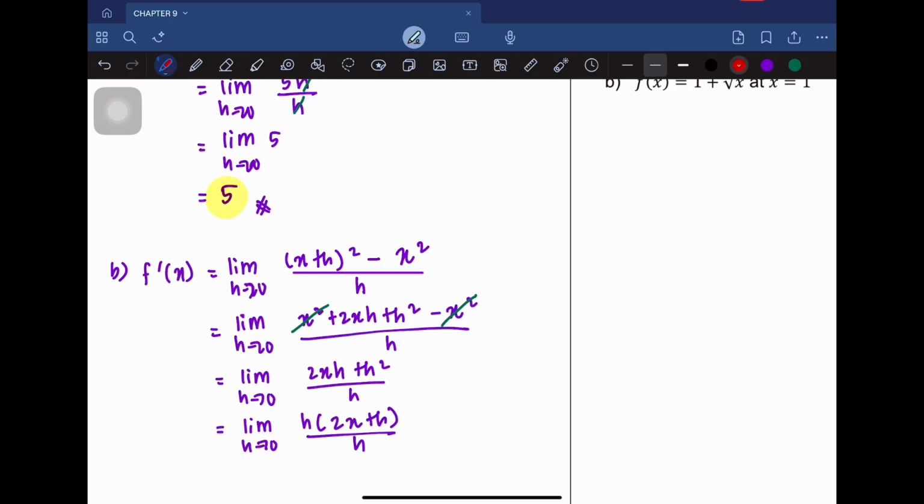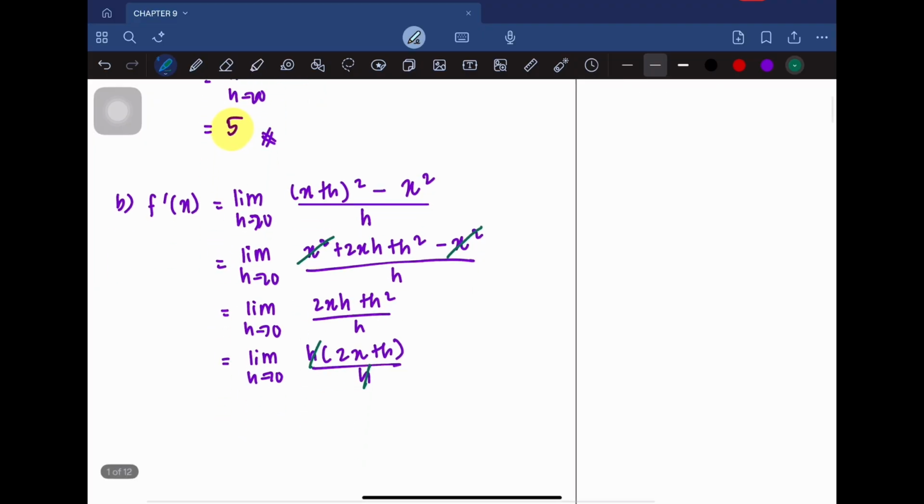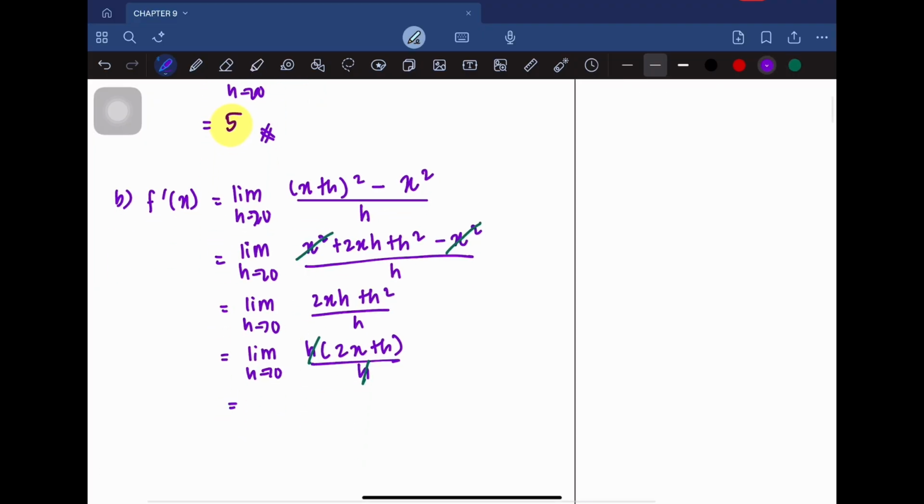So kenapa factorize h? Sebab kita boleh cancel h yang atas dan bawah. So yang tinggal adalah 2x + h. So boleh masukkan nilai terus ataupun tulis dulu nak bagi lagi nampak. So kita masukkan 2x + 0. The final answer is 2x. Okay.